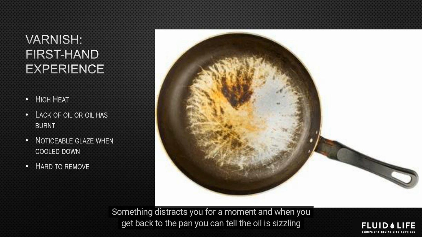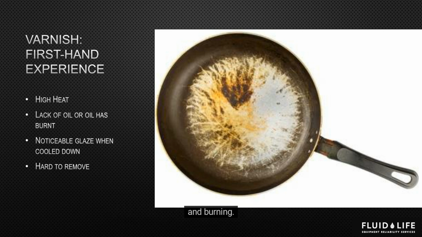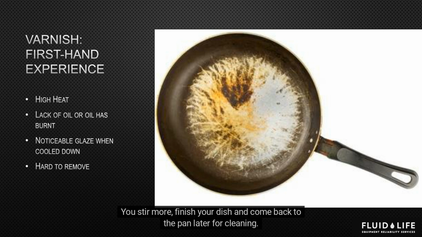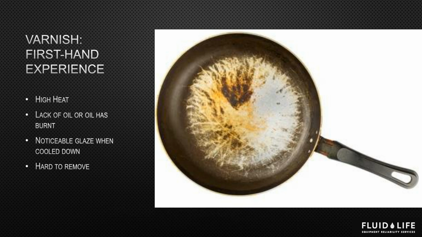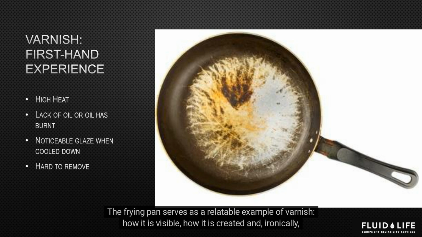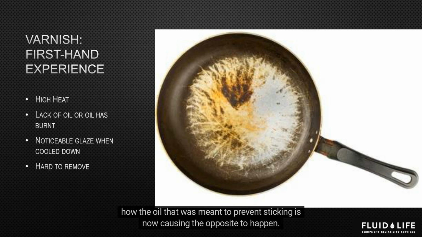Something distracts you for a moment, and when you get back to the pan, you can tell the oil is sizzling and burning. You stir more, finish your dish, and come back to the pan later for cleaning. You notice the yellow sticky glaze on the pan that's super hard to get rid of. That's varnish. The frying pan serves as a relatable example of varnish, how it is visible, how it is created, and ironically, how the oil that was meant to prevent sticking is now causing the opposite to happen.